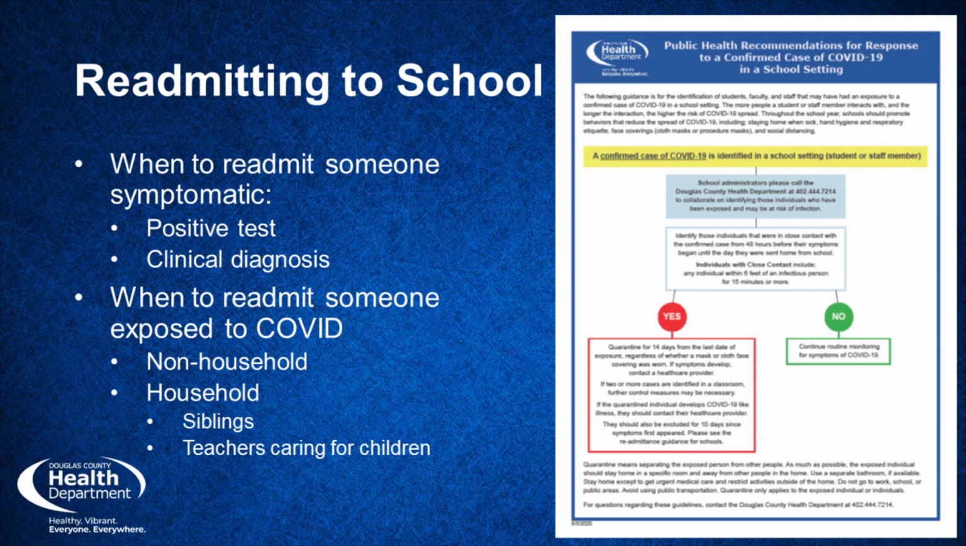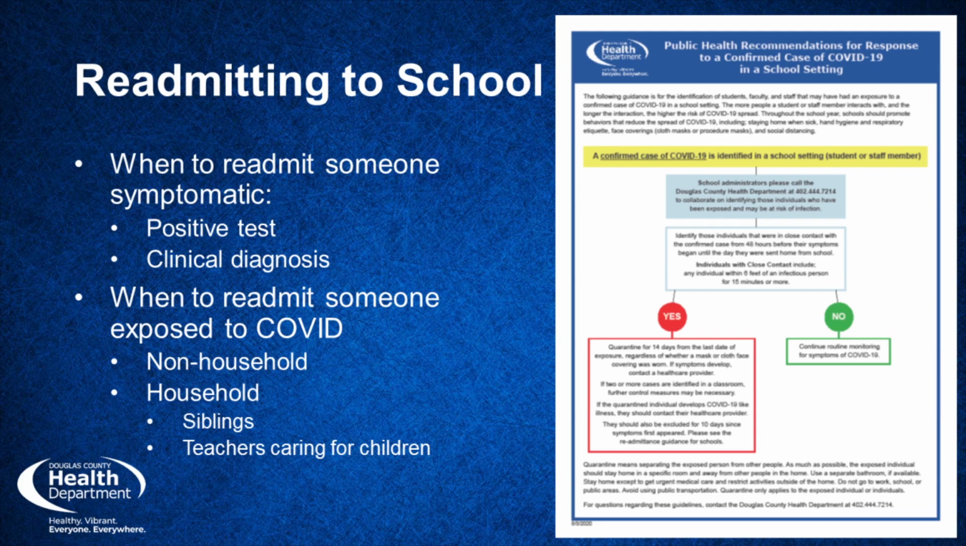You've identified that there's a positive, you've identified who those close contacts were that were around the positive person, and you've sent them home. Those close contacts can return after 14 days from the last date of exposure. If a student tests positive on August 1st and you've sent the close contacts in that classroom home, those close contacts can return 14 days later, so they need to quarantine through August 15th and can return on the 16th as long as they're not having any symptoms.